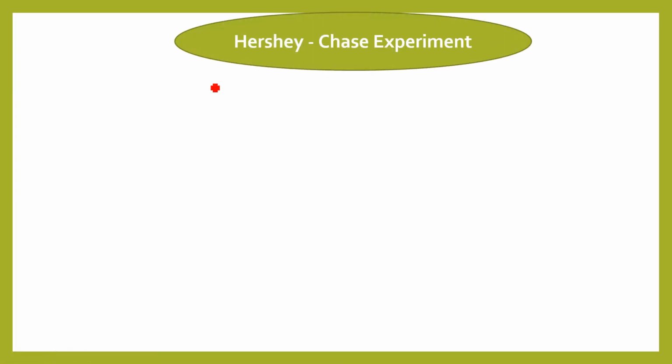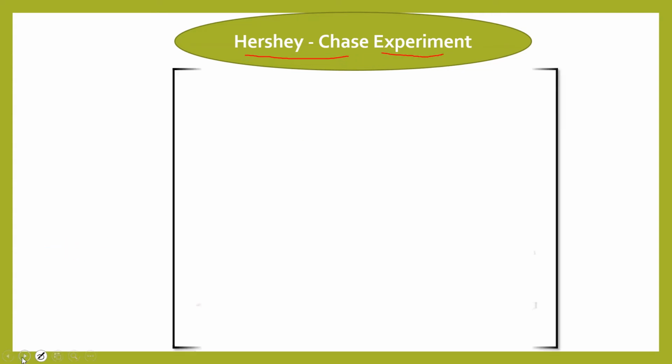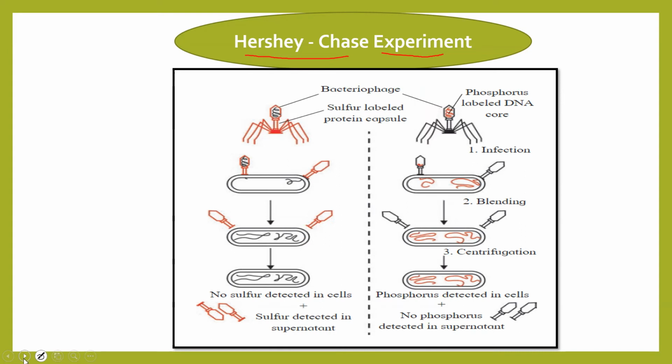These other scientists were Hershey and Chase, and they had their own experiment, the Hershey-Chase experiment. In this experiment, they worked with the bacteriophage. This bacteriophage is very interesting, because it is something that kills bacteria. It has two parts: one is the capsid, that is the head, and another is the leg, that is the tail portion. They took two bacteriophages, and one was labeled with sulfur and another was labeled with phosphorus.